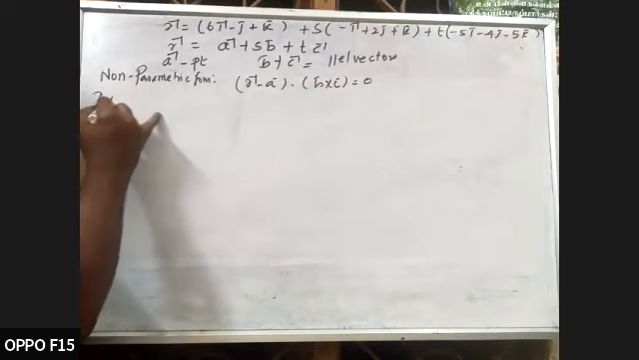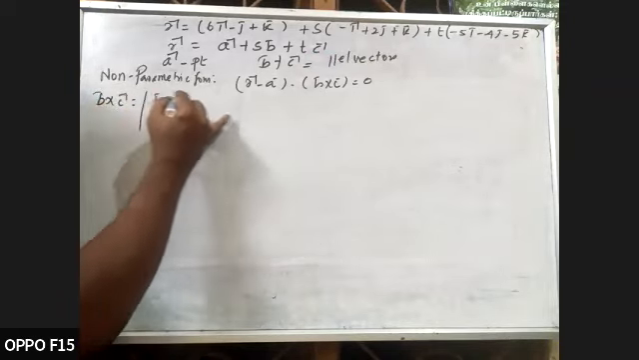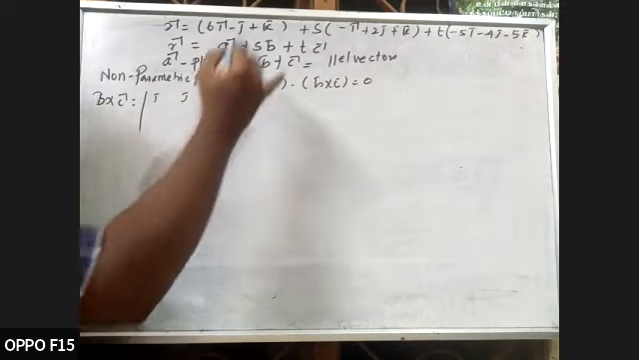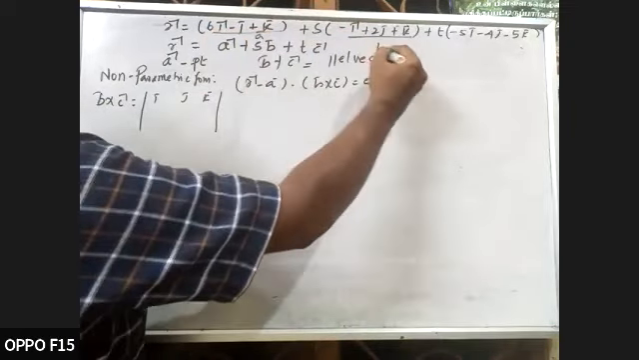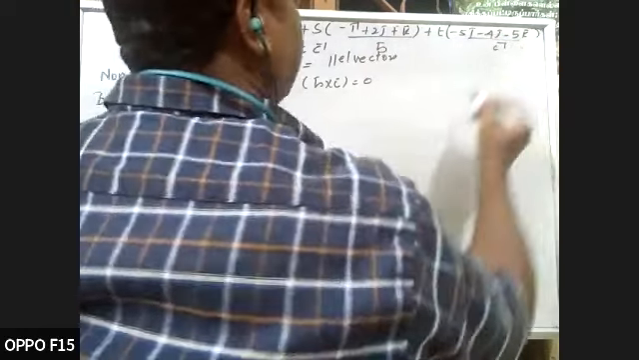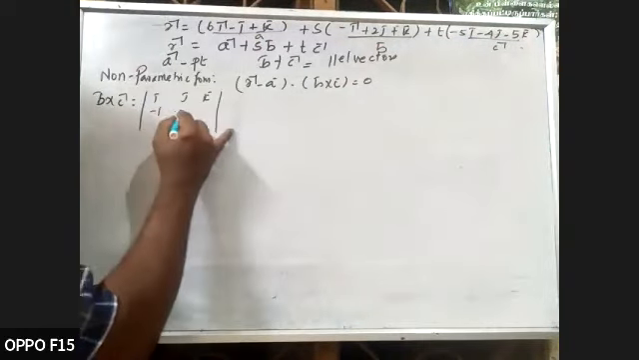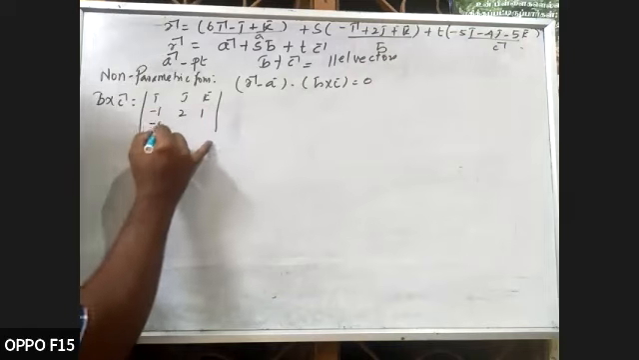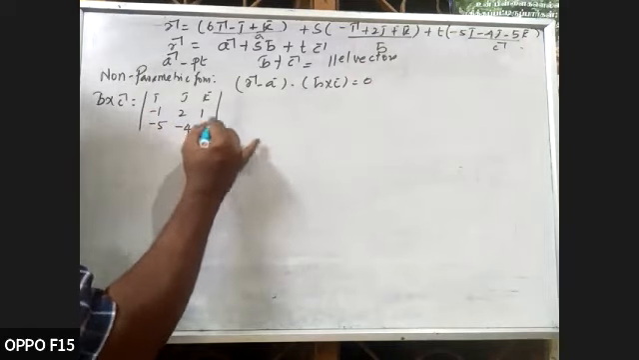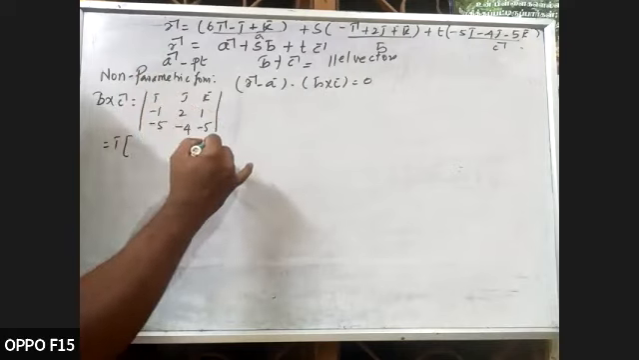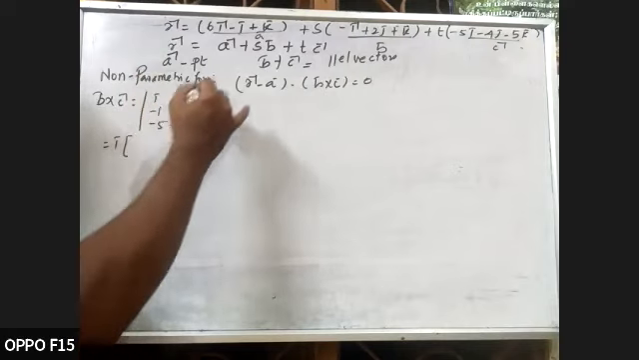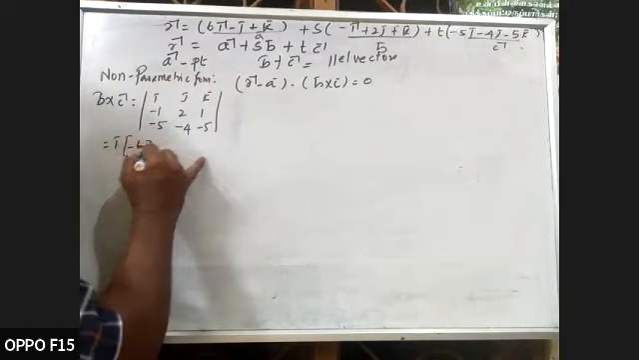Now you find out b cross c, i, j, k. This is called b vector, this is called a vector, and this is called c vector. You can write this as minus 1, 2, 1, next minus 5, minus 4, minus 5. i vector into this row, this column, minus 10 plus 4, which equals minus 6.